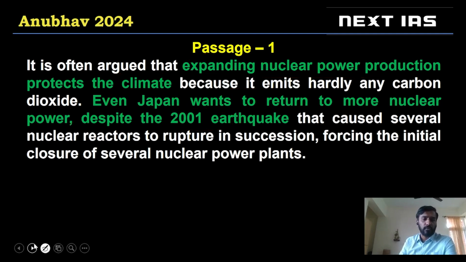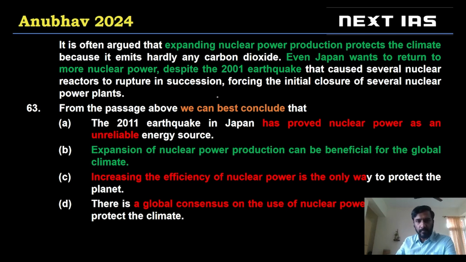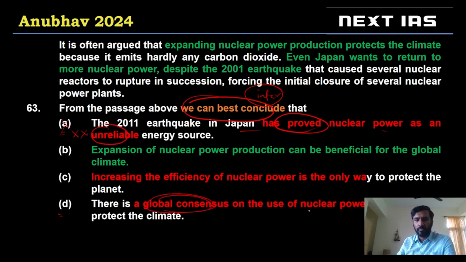So the benefits of nuclear power, in short, we can best infer from the passage. Let's say A, Japan has proved nuclear power is unreliable. This is actually the opposite of what the author was trying to communicate. A is incorrect. D, there is a global consensus on use of nuclear. If there was a global consensus, the author would not need to give this argument. So global consensus is never discussed in the passage, right?